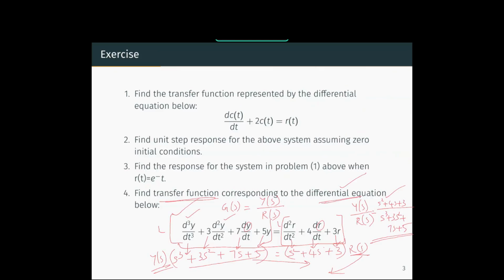So you will be given a differential equation. This can be further used in many ways. Suppose you are giving some input like unit step or e raised to minus t, what is the response? How to calculate Y(s)? Those are the further steps after calculating this transfer function. So these are a few applications of transfer function.